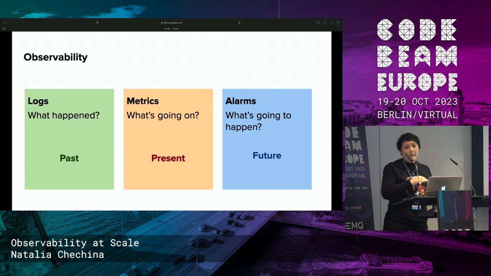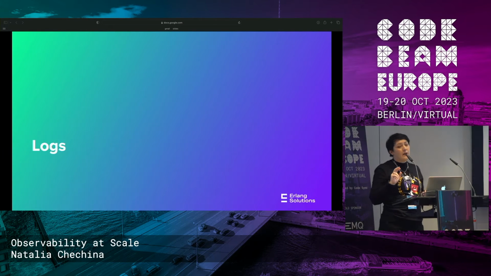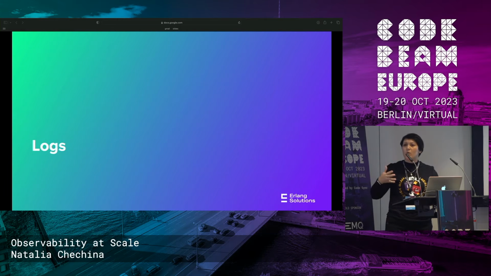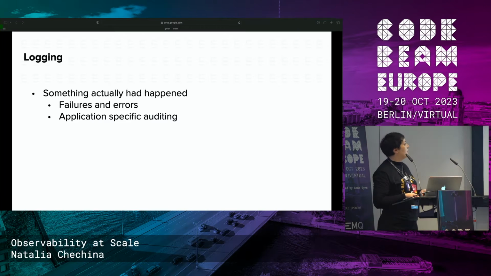So it's all about different times of our system, and today will be about how we design all those different aspects, and some things that we need to look out for so that your observability is actually working for you.